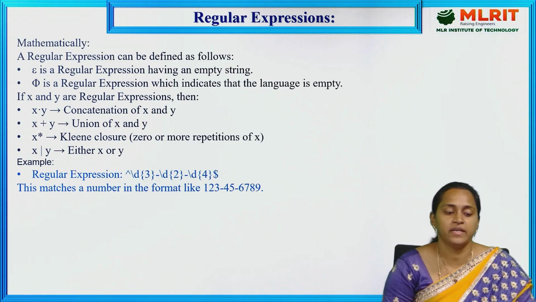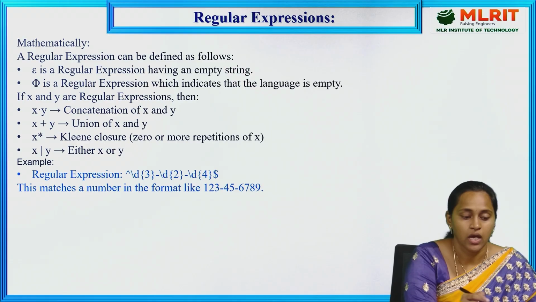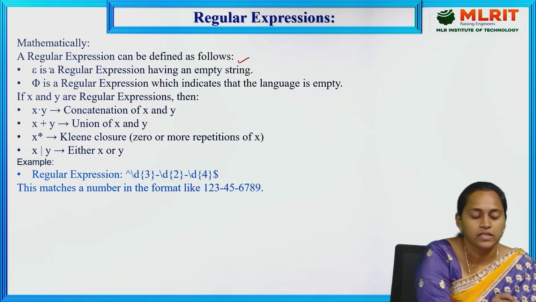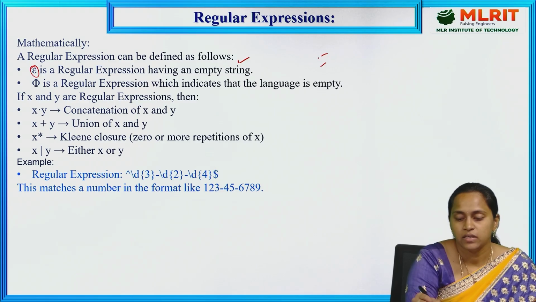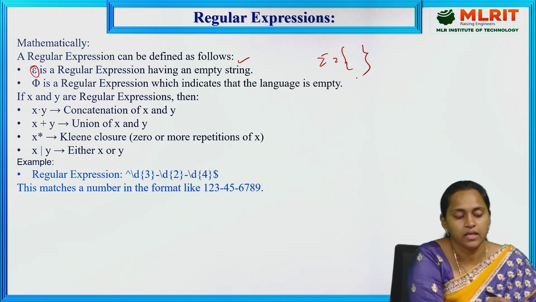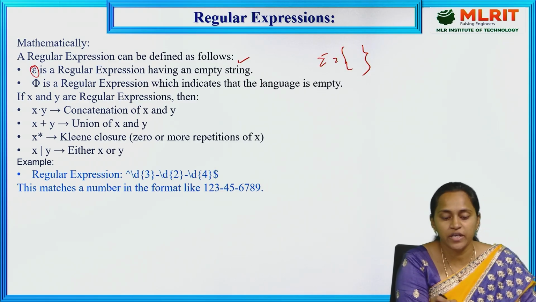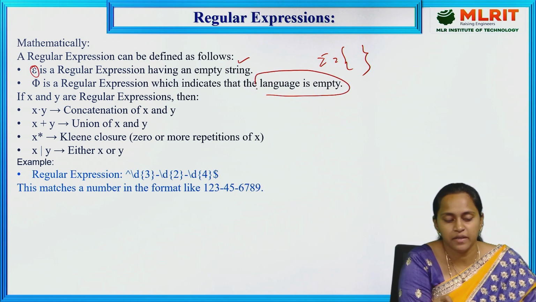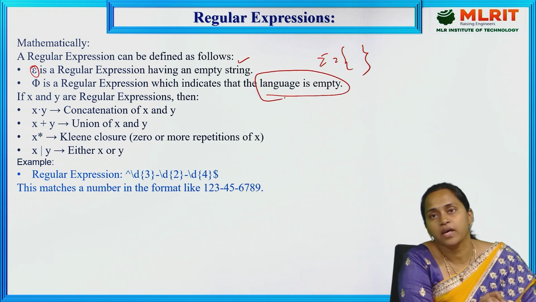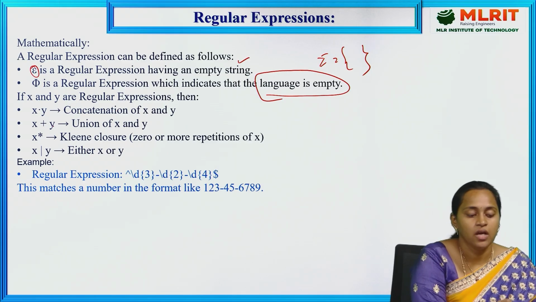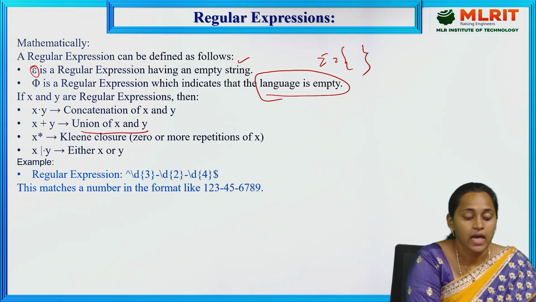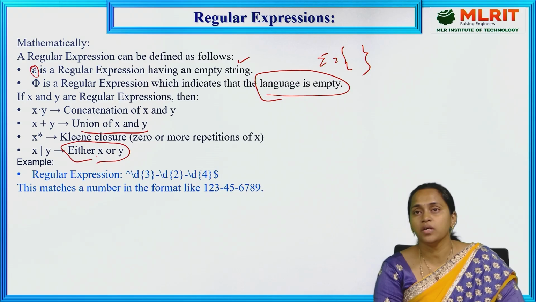Let's see the mathematical representation of the regular expression. A regular expression can be defined as follows: sigma is a regular expression having the empty string. Phi is a regular expression which indicates that the language is empty. Let x and y be two regular expressions. Then x into y is the concatenation, x plus y is the union of x and y, x star is the Kleene closure, and x or y means either x or y. These are some declarations of regular expressions.